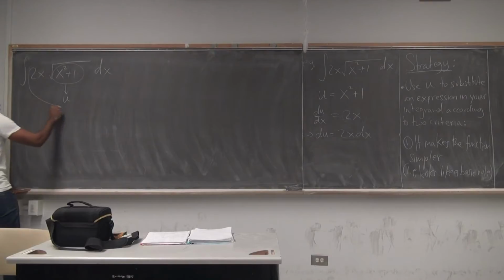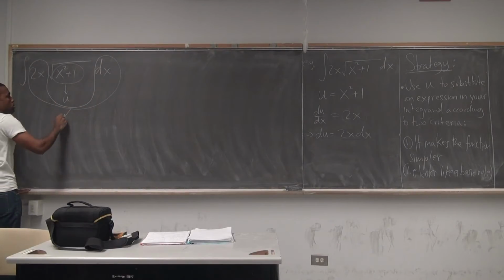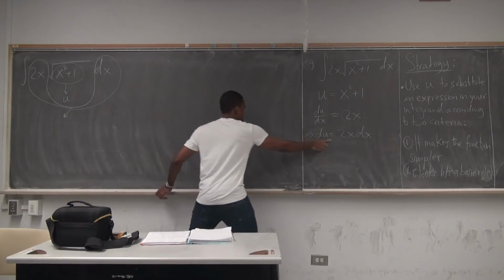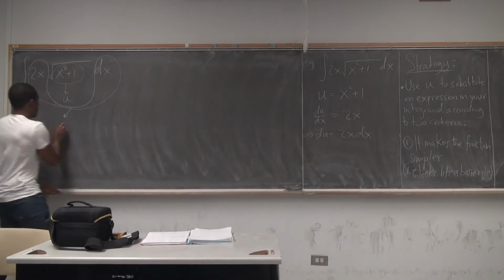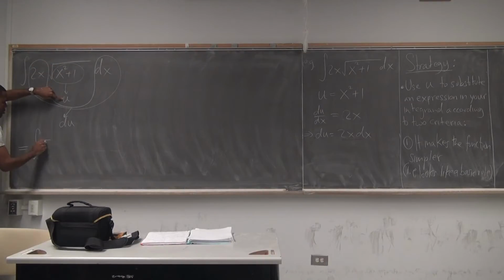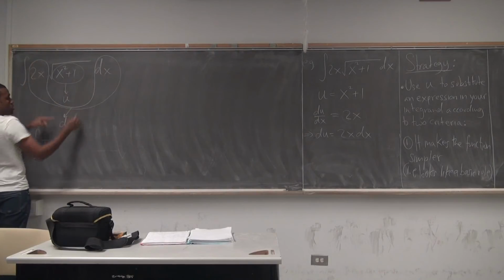This guy here would be swapped out with du. So now if I rewrite this integral, what can I write? Well, I have the radical of this thing, which is u. So I just have radical of u, and everything else I can replace with just du.